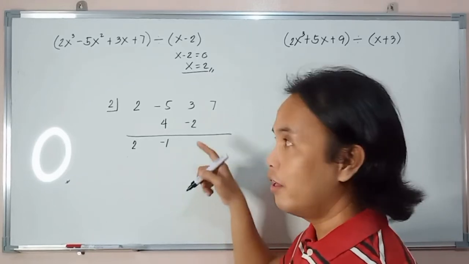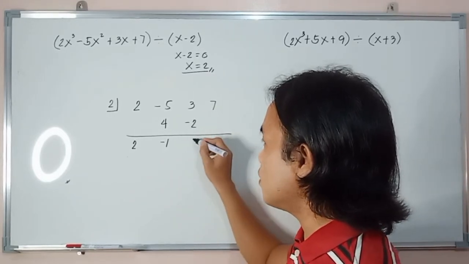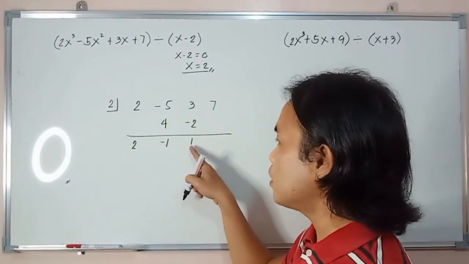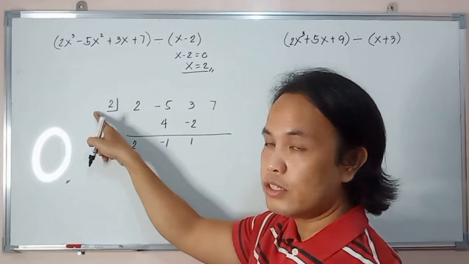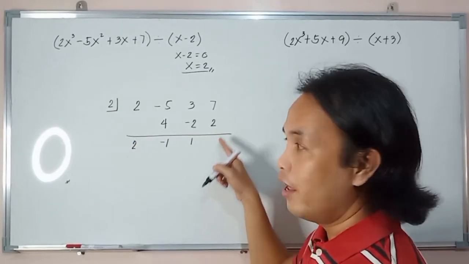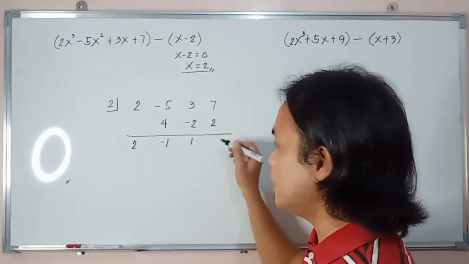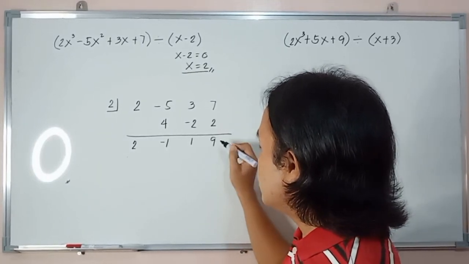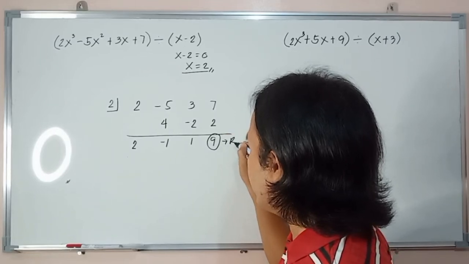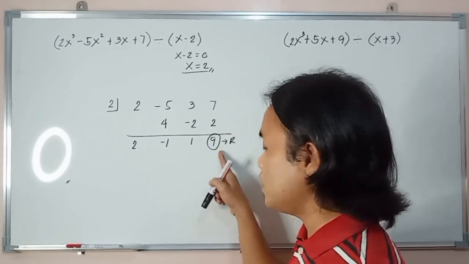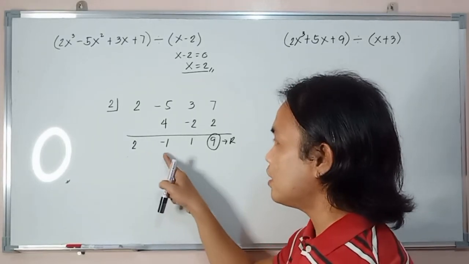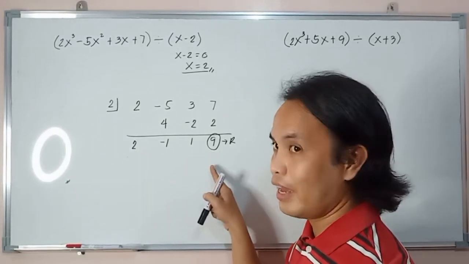Then we add. 3 plus negative 2 is of course positive 1. Then the same, we multiply 1 times 2, which is 2. Then add. We have 7 plus 2 is 9. So our last value here is what we call our remainder. If this value is 0, therefore we will have no remainder. So we have 2, negative 1, 1, and 9.